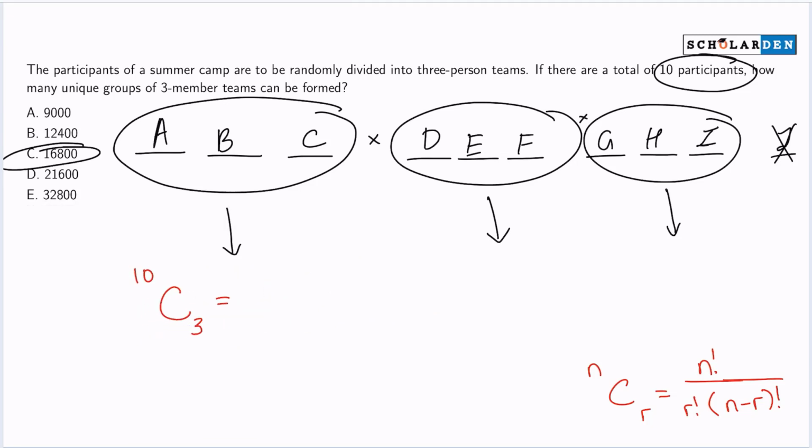So from 10, pick 3. From the remaining 7, pick 3. And from the remaining 4, pick 3. Because again, if you're in this group, it's assumed that you've already picked 3. And if you're in this group, it's assumed that you've already picked 3 and 3. So that's why there's only 4 left.